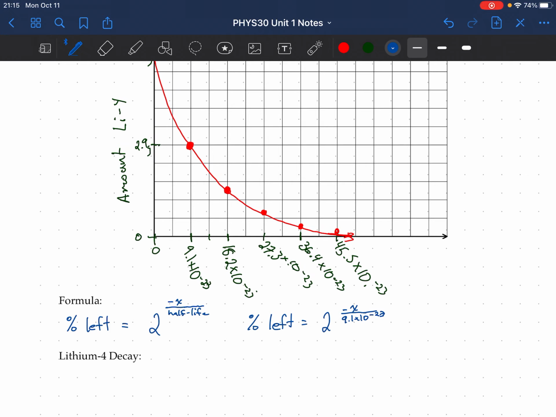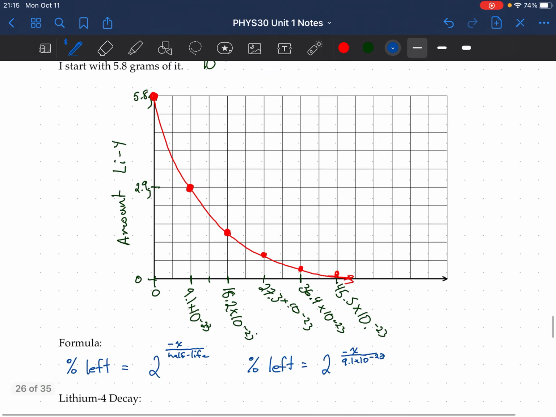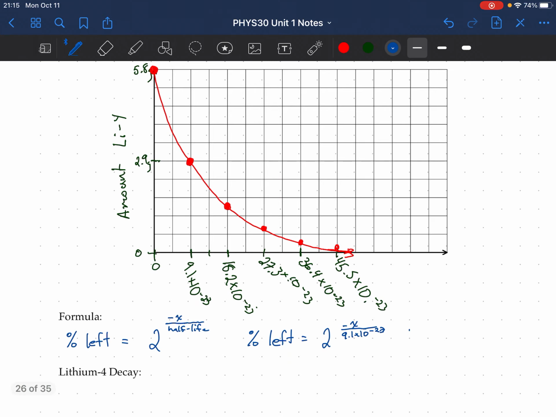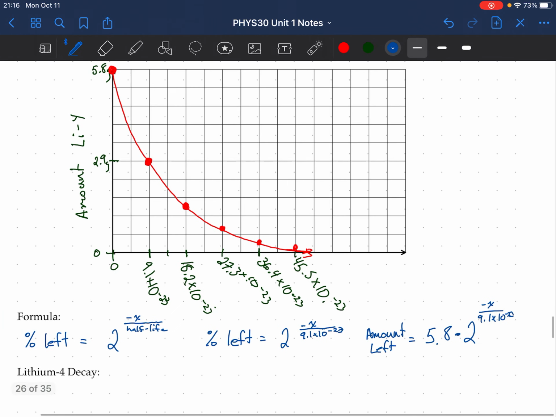That's our percentage left. But we don't have percentage left. We have our grams left. So our amount left is equal to 5.8 times our percentage, 2 raised to the negative x divided by 9.1 times 10 to the minus 23. So our amount left is our starting amount right there. That's our starting amount.